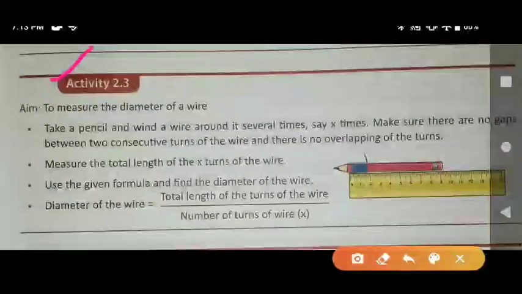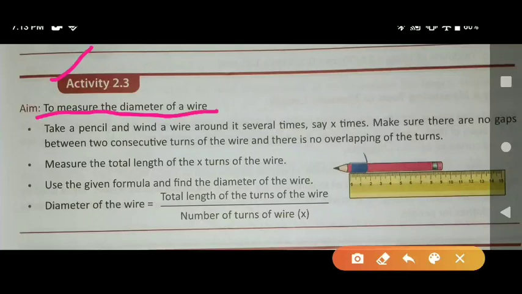Activity 2.3. To measure the diameter of a wire. We have to follow this procedure. Take a pencil and wind a wire around it several times, say x times. Make sure there are no gaps between two consecutive turns of the wire and there is no overlapping of the turns. The first step is very important.